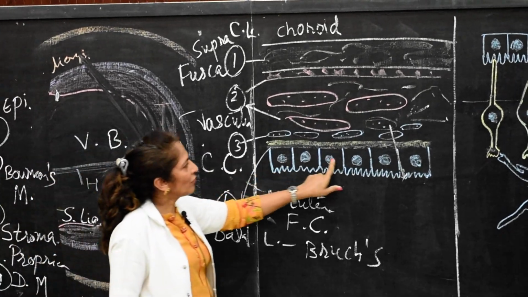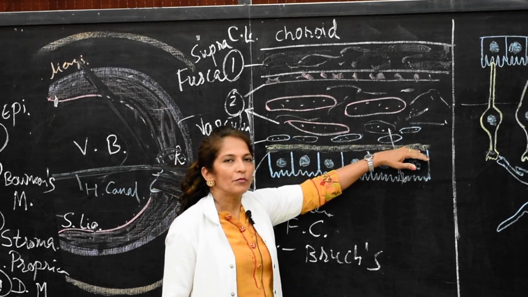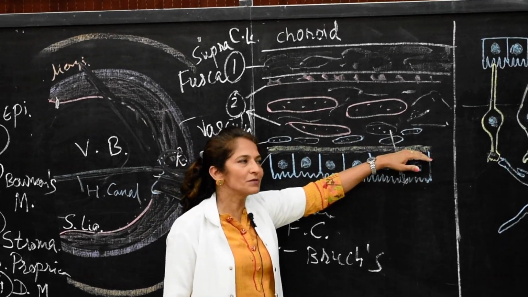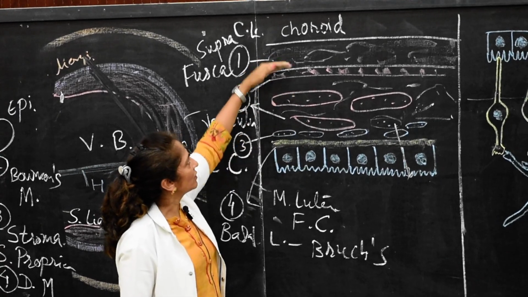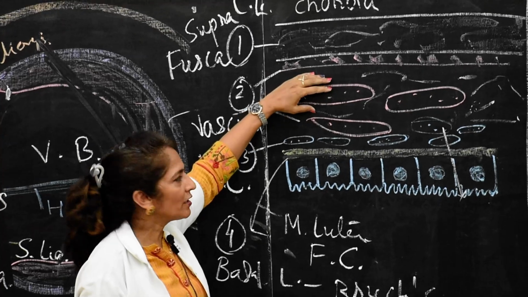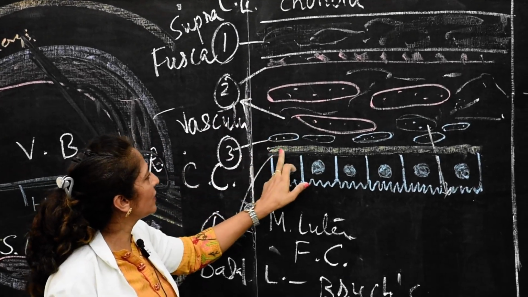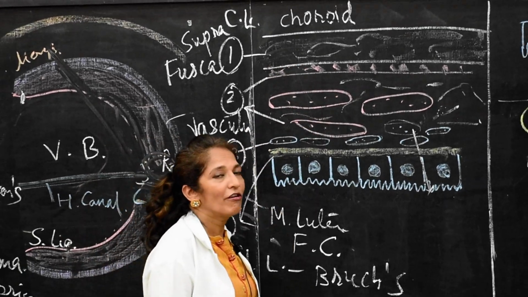So the first layer of retina is attached on this basal lamina or Bruch's membrane. The layers in the choroid from outer to the inner are the lamina fusca, then vascular layer, choriocapillary layer, and the Bruch's membrane. So that is about the histology of choroid.